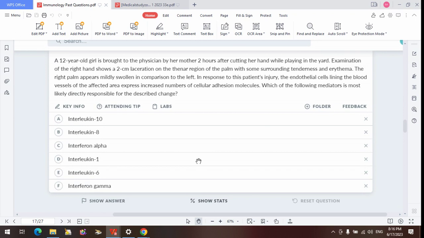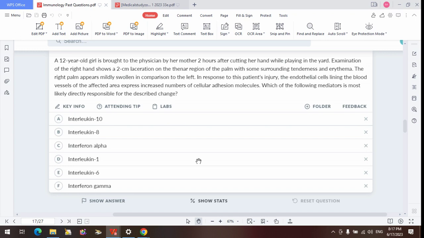Which of the following medications is the most likely directly responsible for the described change? This is a 12-year-old girl brought to the physician by her mother 2 hours after cutting her hand while playing in the yard. Examination of the right hand shows a 2 cm laceration of the thinner region of the palm with some surrounding tenderness and erythema. The right palm appears mildly swollen in comparison to the left. In response to this injury, the endothelial cells lining the blood vessels of the affected area will express increased numbers of cellular adhesion molecules.